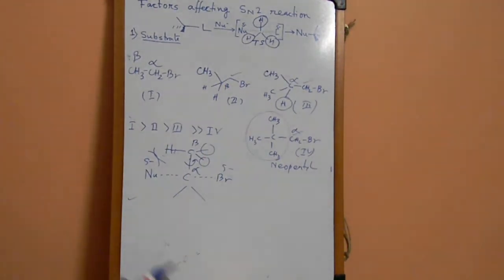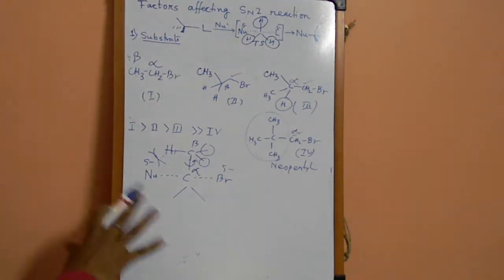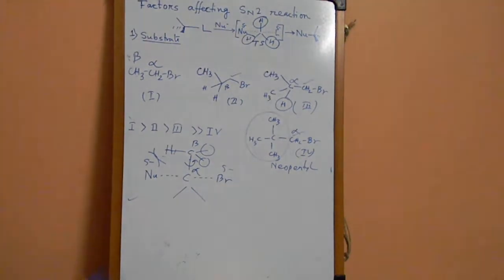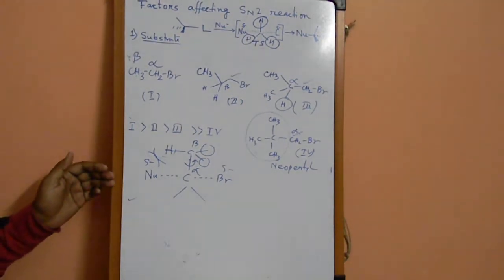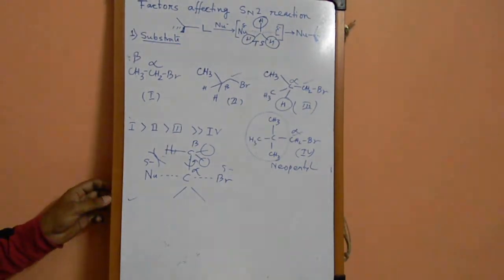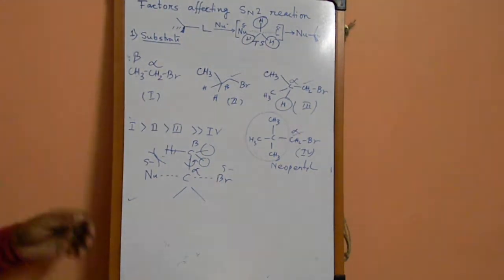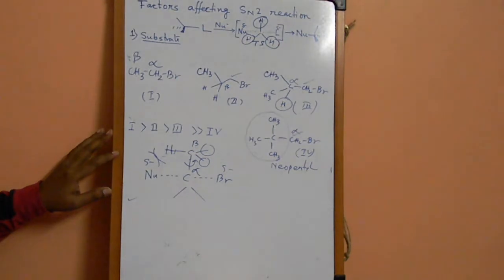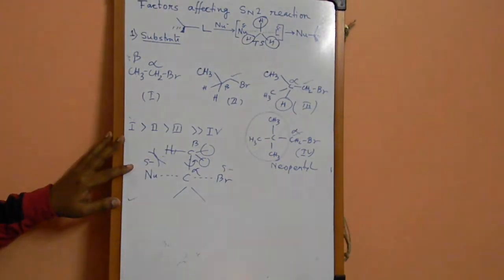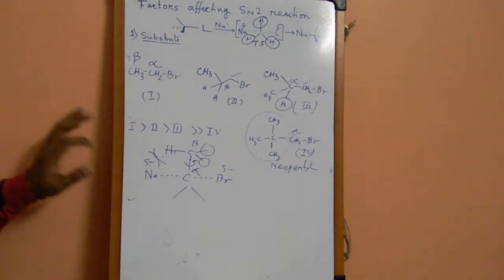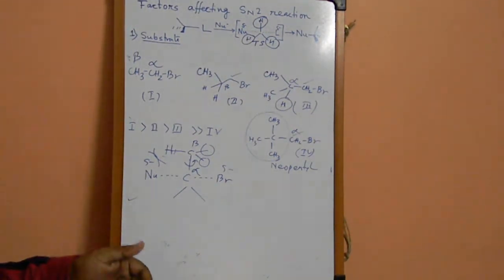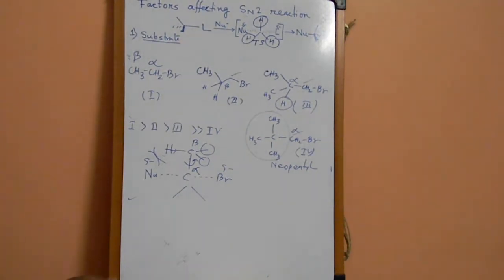So these are the general substrates which you can study in any books, and when we are going to do some problems, then we might encounter some other complex molecules which we can discuss later. In the next class, we are going to talk about other factors which influence this SN2 reaction. These are leaving group, nucleophiles and solvent, and maybe some effect of the common ions.